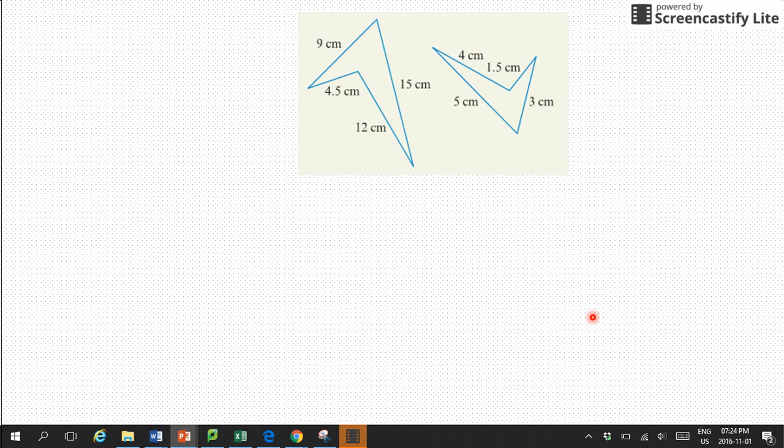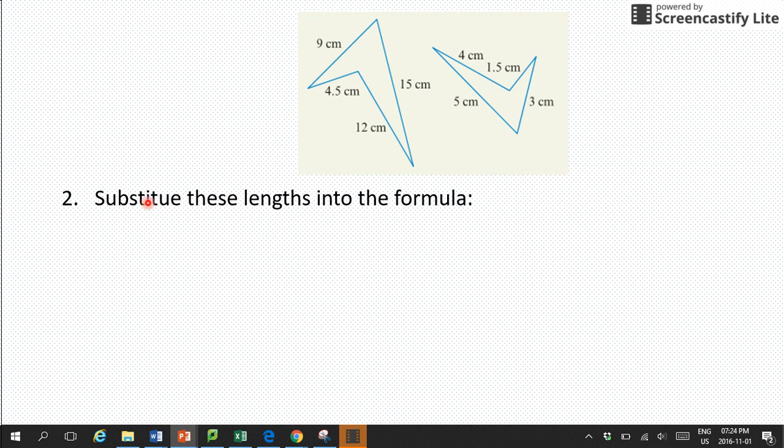So if we're looking at the figure, it says substitute, and I can't spell substitute, so please excuse that. Substitute these lengths into the formula, so make sure you write this down, please. The scale factor, because that's what we're trying to find out, is the image length divided by the original length. So we said this was the original, and this was the image, the copy. So your image has to go first.